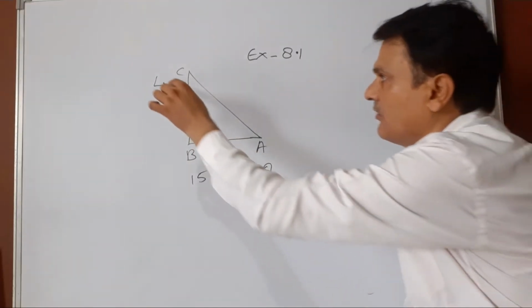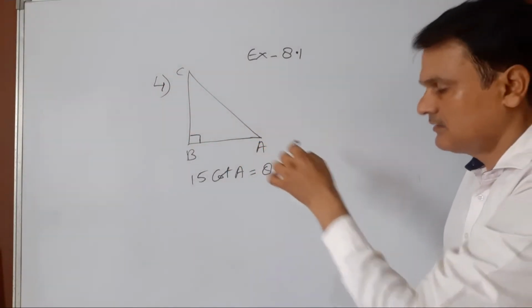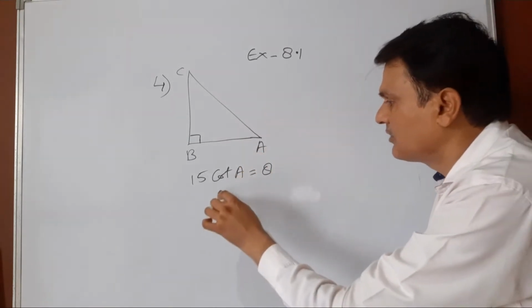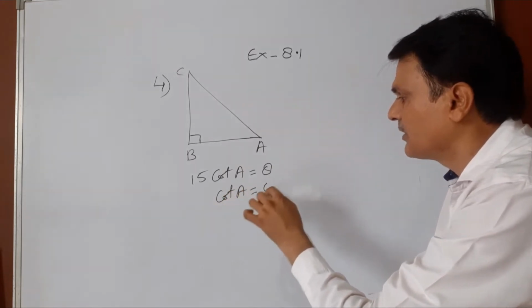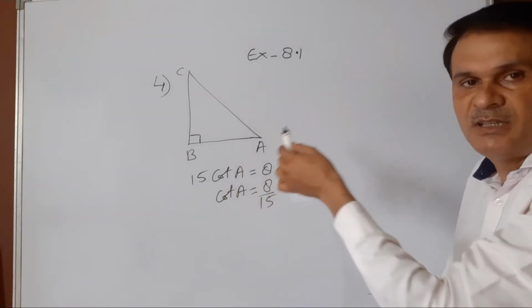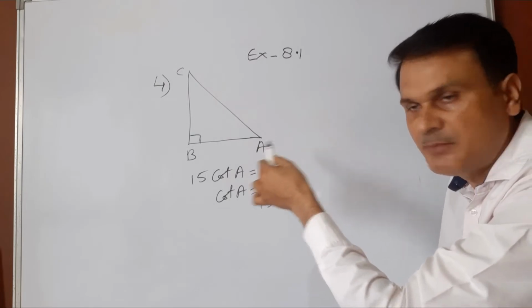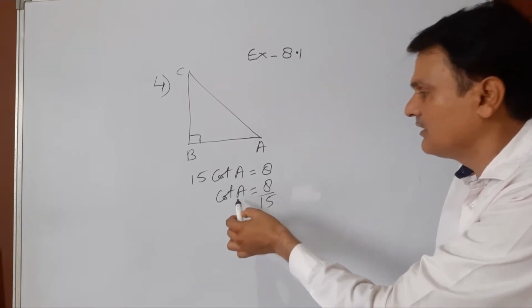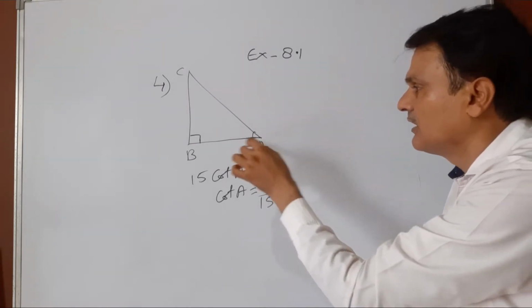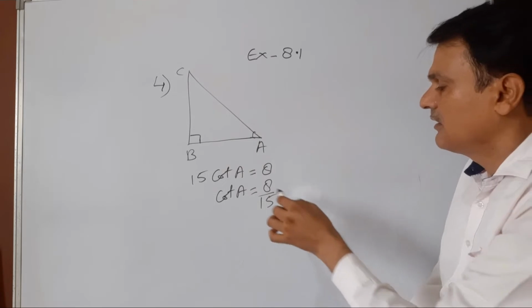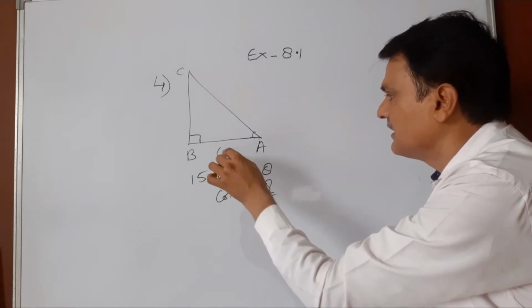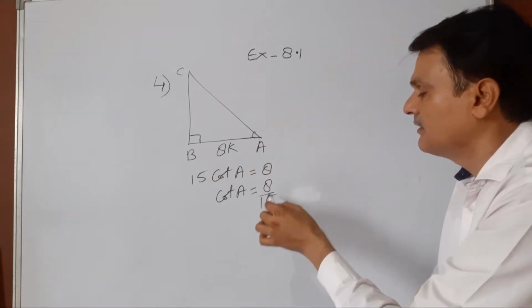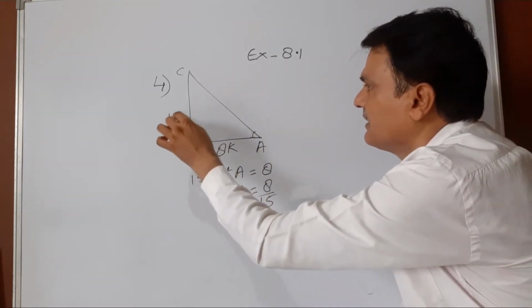In question number 4, it is given that 15 cot A equals 8. So we write cot A equals 8 upon 15. And we also consider a right triangle ABC in which angle B is 90 degrees, and for cot A, the side adjacent to angle A is 8K, and the side opposite to angle A is given as 15, so we let it as 15K.